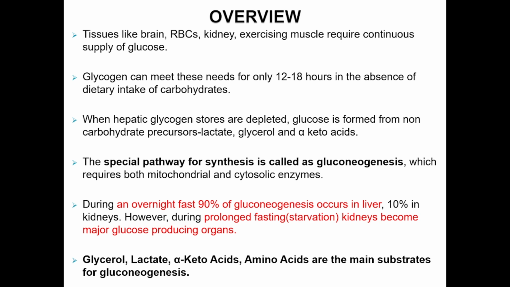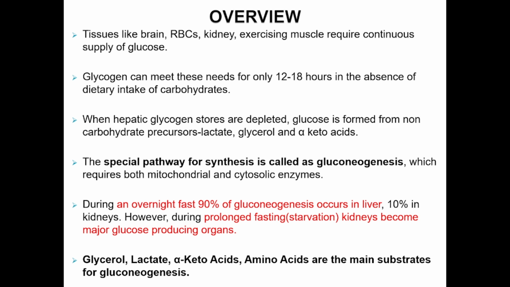Alpha keto acid, an amino acid. Okay, so this special pathway, gluconeogenesis, requires both mitochondria and cytosol. You have to understand this, because we said glycolysis takes place in the cytosol. The citric acid cycle takes place in the mitochondria. Gluconeogenesis needs both mitochondria and cytosol. You need both compartments to produce glucose.